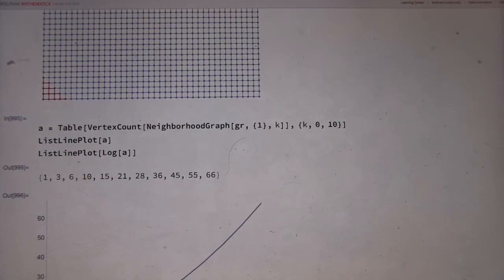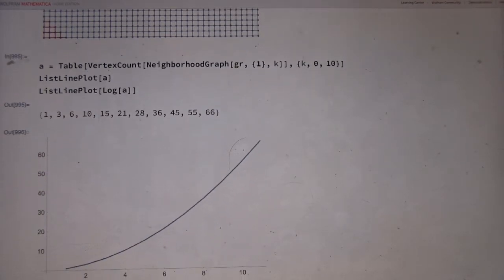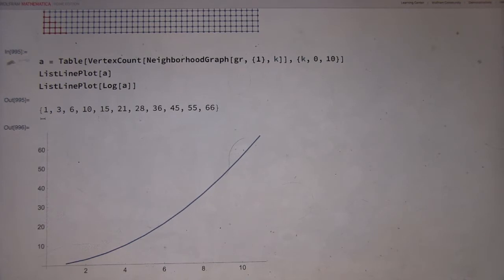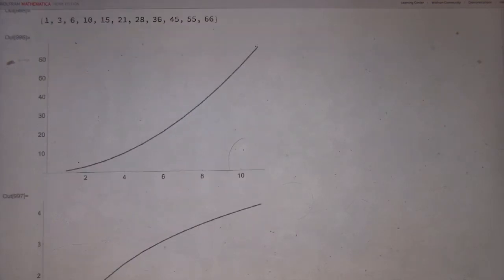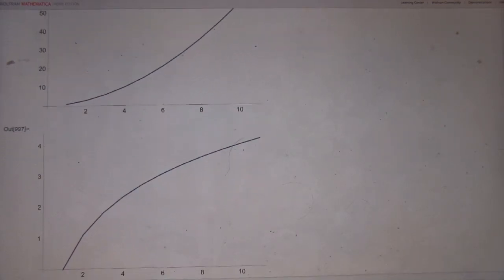Here's the number of people infected at every step. So 1, then 3, 6, 7, like that, eventually 66. That's at step number 10. Again, step 0 is when the first person's infected. There's our little short table, there's the graph, and there's a log plot of it too.